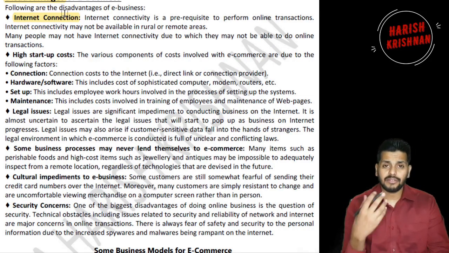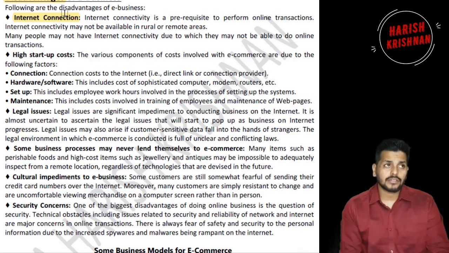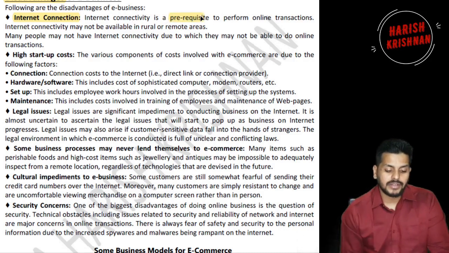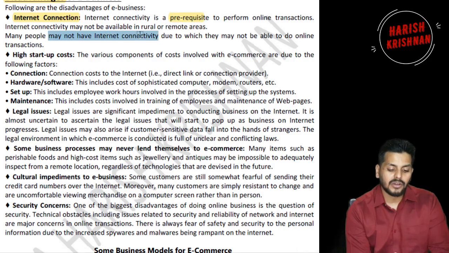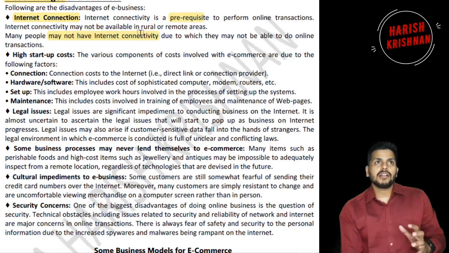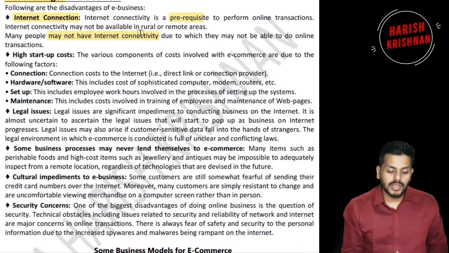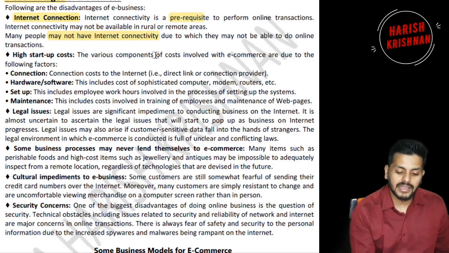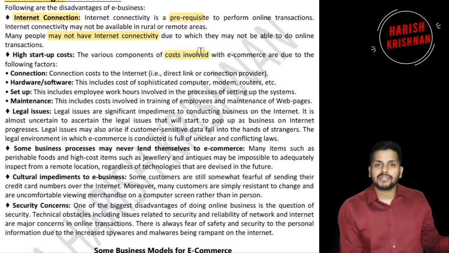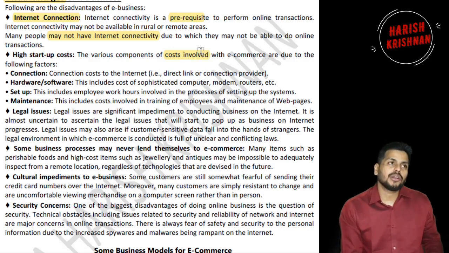Say for example, even if I'm doing this class and you don't have internet, you cannot watch it, right? So that is why internet connectivity is a prerequisite, and many people may not have internet connectivity. That's your first disadvantage. Setting up an e-commerce business today is a costly affair, right? High startup cost. But no sir, there are a lot of providers like AWS, Amazon Web Services. You can opt for all that.